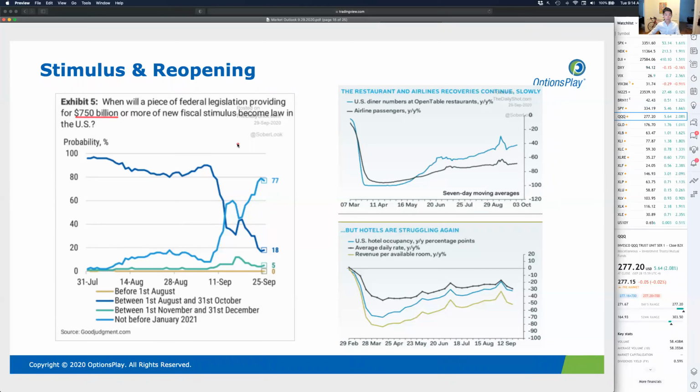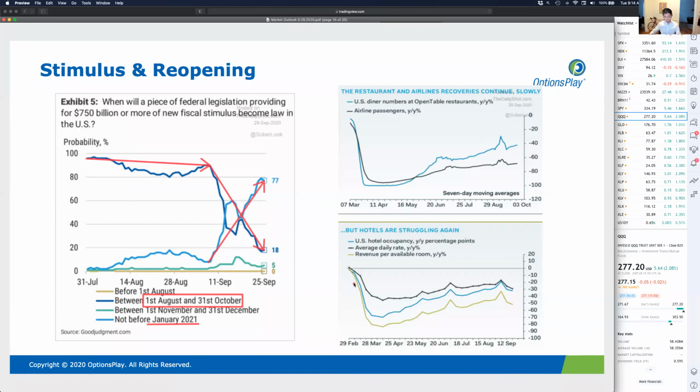A lot of the stimulus bills that the Democrats have put forth is in the $2 to $3 trillion range. So this is talking about just a fairly small stimulus bill. And just until the beginning of September, the markets were still putting about a 90% probability that this was going to happen sometime between August and October 1st, so before the election. Over the past 4 weeks, that number has plummeted down to just 18%, and 77% now believe that that's not going to happen before January 2021. So a significant shift in investor sentiment here over the past 4 weeks.